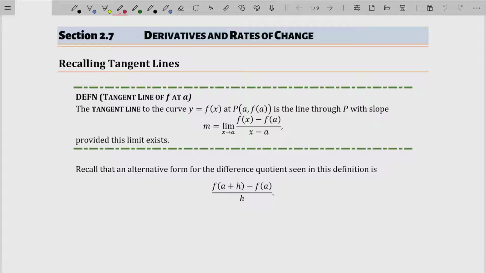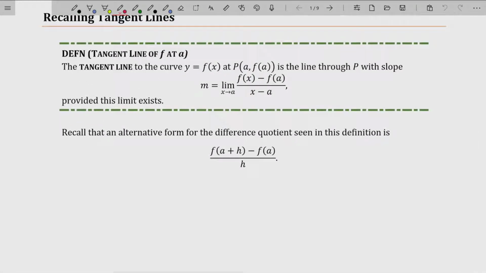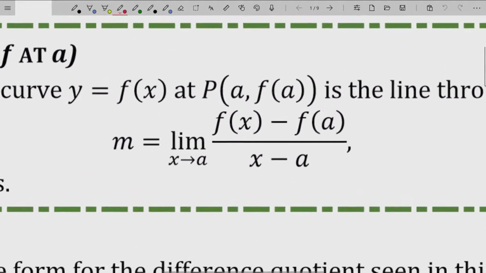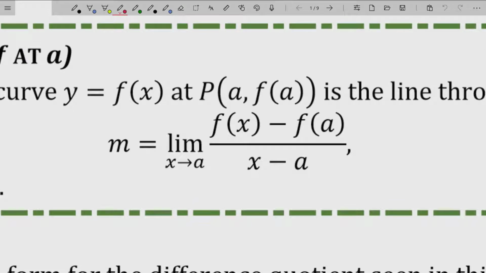So we're going to start this video series with just recalling what a tangent line is. Very short video here. Definition of the tangent line of f at a. The tangent line to the curve y equals f of x at some point is a line through that point with slope defined to be the limit as x approaches a of f of x minus f of a, all over x minus a.